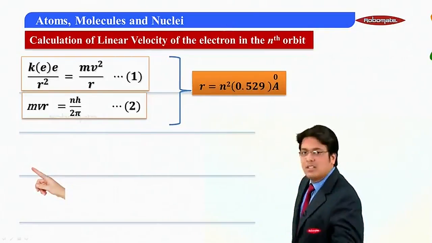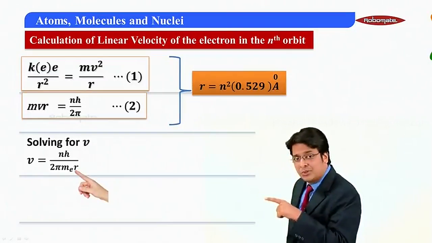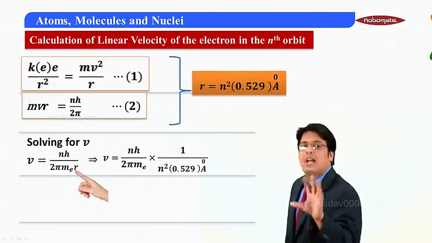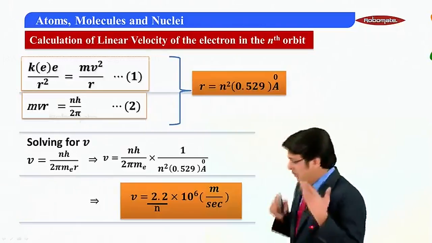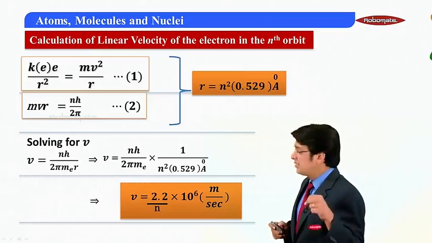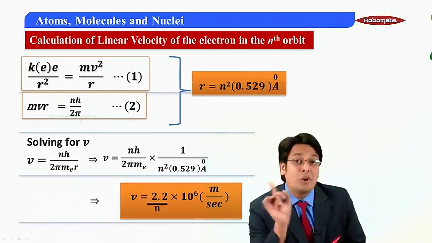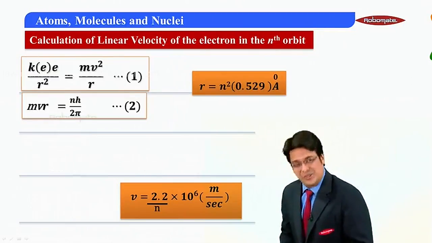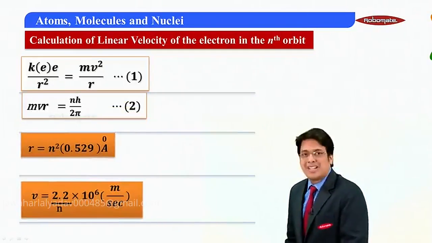In the previous derivation, what I will do is, in that equation, I'll put the value of r. So let me take out v. For me, v will be equal to nh upon 2 pi m, and put the value of r. Cancel, and you will get this. Oh wow. v is equal to 2.2 into 10 raised to 6 upon n. What is 2.2 into 10 raised to 6? Just like 0.53 was R1, here it will be V1.